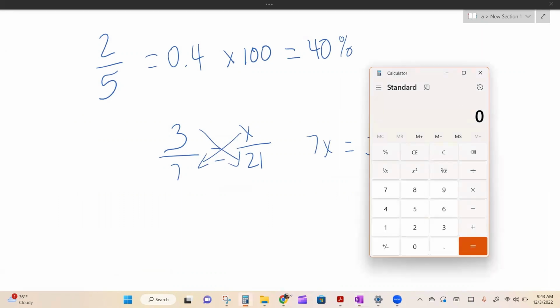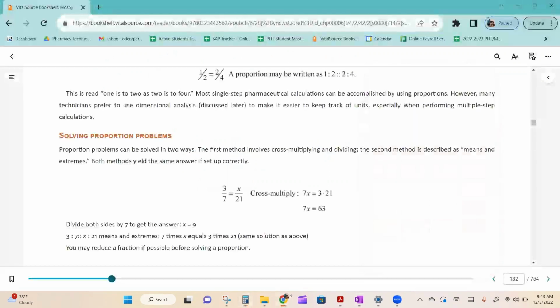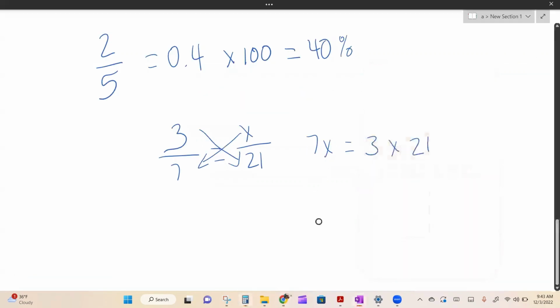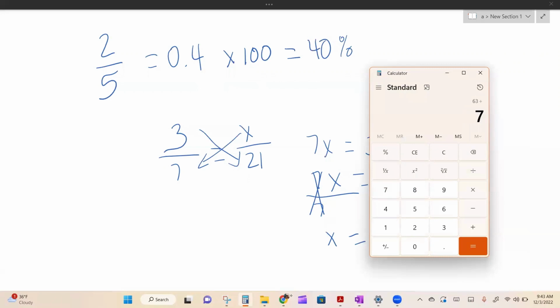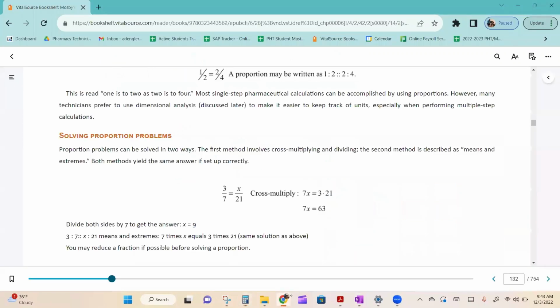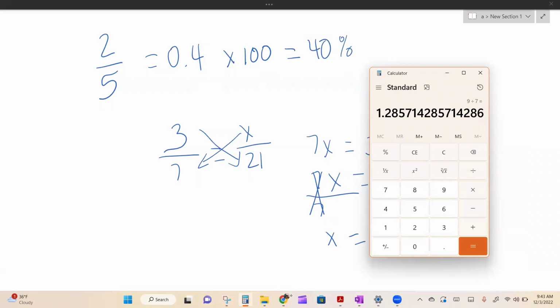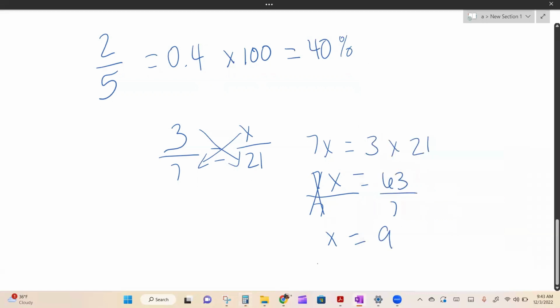So then we would just do 3 times 21, which is 63. And then we'll write 7x here. We want to get x alone, so we need to divide each side by 7. X is now by itself. And 63 divided by 7 is 9. And that is the answer. So x equals 9.